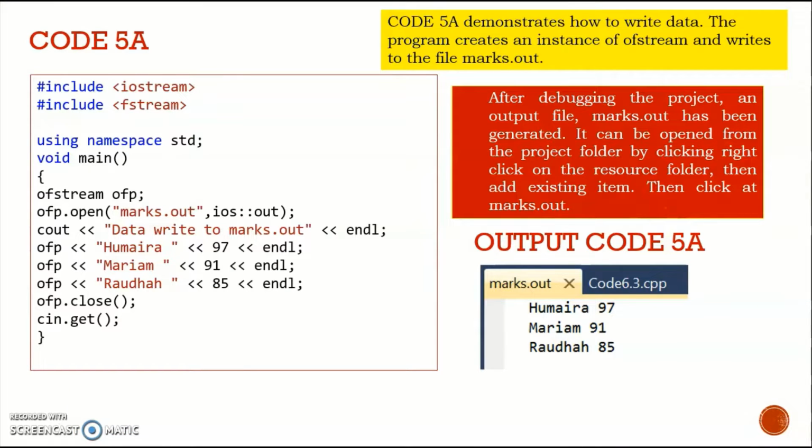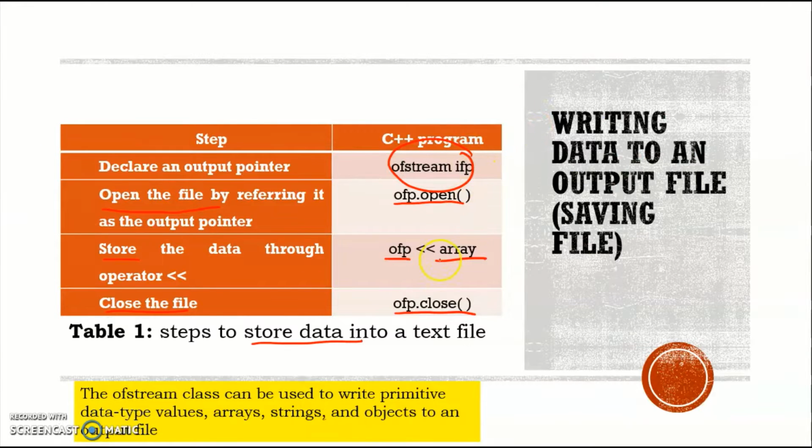Okay, let's look at this code here, code 5a, which demonstrates how to write data. The program creates an instance of ofstream and writes the file mark.out. So you need to use fstream. What is the fstream here? Like I said, the fstream can both read and write files to and from. So you need to use ofstream ofp.